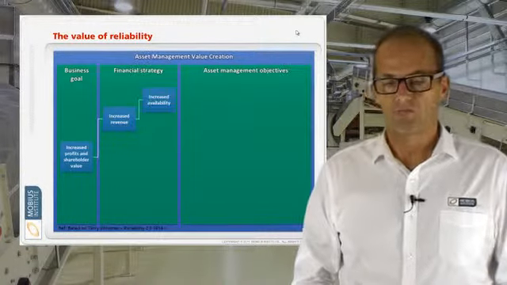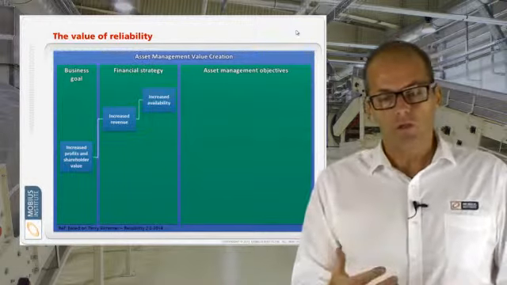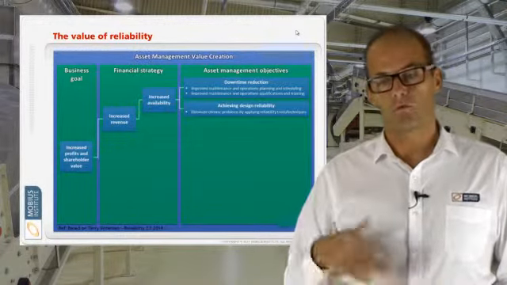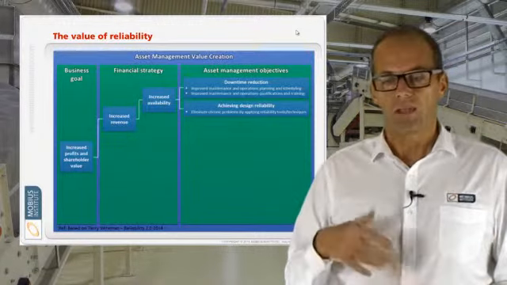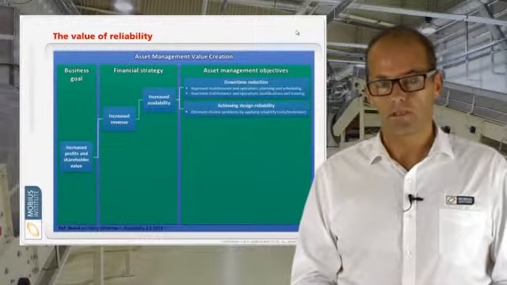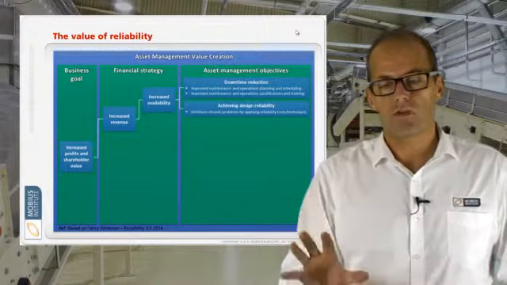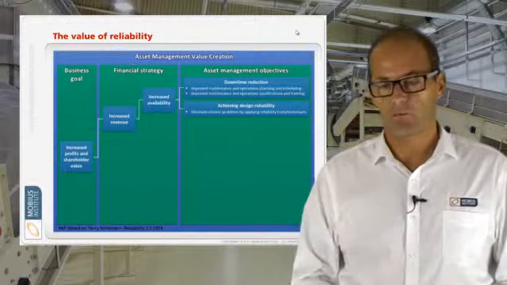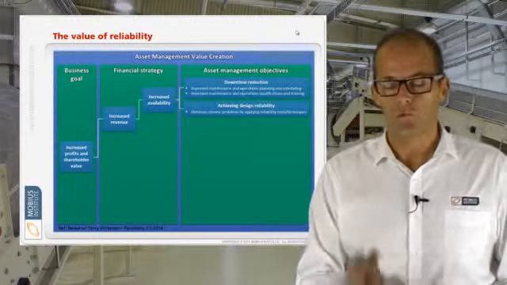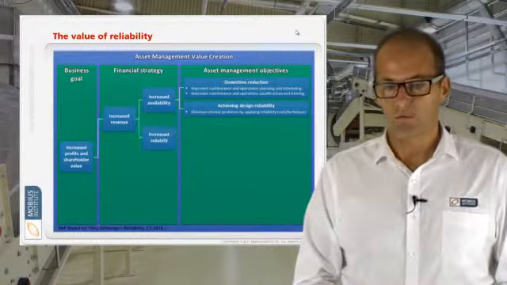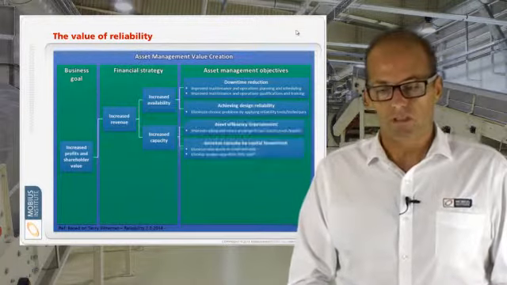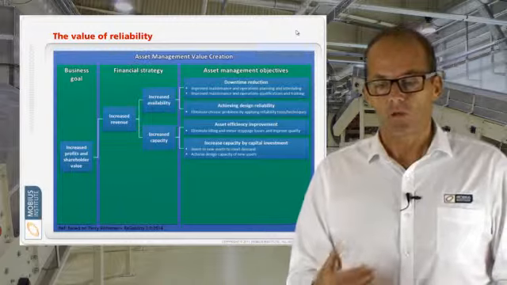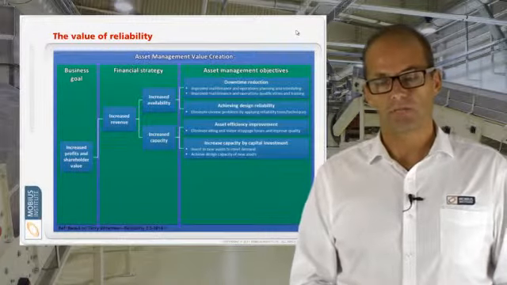First, we'll look at increased revenue. We can increase revenue by increasing availability, and we can do that through downtime reduction and achieving design reliability. Now, given the nature of this presentation, I'm not going to go into these in great detail. We might cover this in a separate presentation, but you can always pause the movie and just read the slide in a bit more detail. We can also increase capacity through asset efficiency improvement and increased capacity by capital investment.